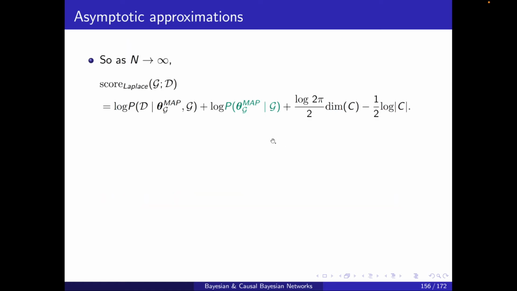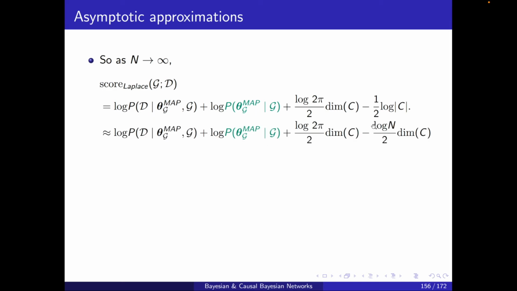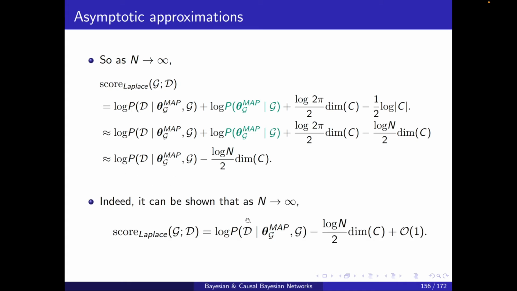So as n goes to infinity, the Laplace score, which was this term, can be approximated as follows, where we just replace the log of the determinant of C with log of n times the dimension of C. And because n is approaching infinity, those terms without n in them will just be ignored, including this one and this one. This one has n explicitly, this one has it implicitly. It's the data, which has the size of n. Indeed, it can be shown that as n approaches infinity, the Laplace score can be written as this term plus order 1, which are the other ones.